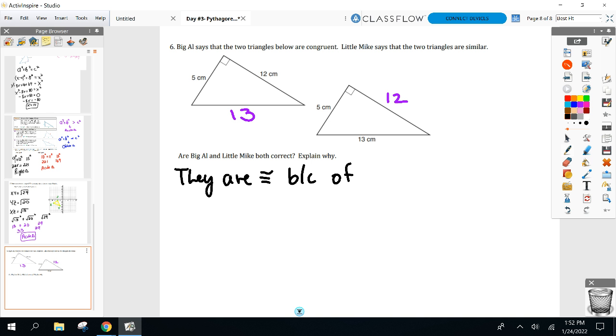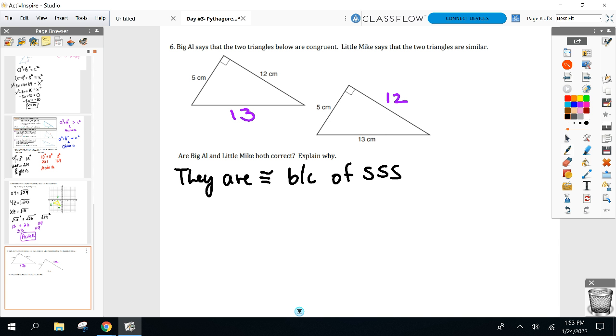Let me challenge you. What other method could you also use? Side angle side. Let me challenge you even more. Give me a third method you could have even used. HL. Yep. HL. The right triangles. The hypotenuse and the legs are equal. So HL. Good.